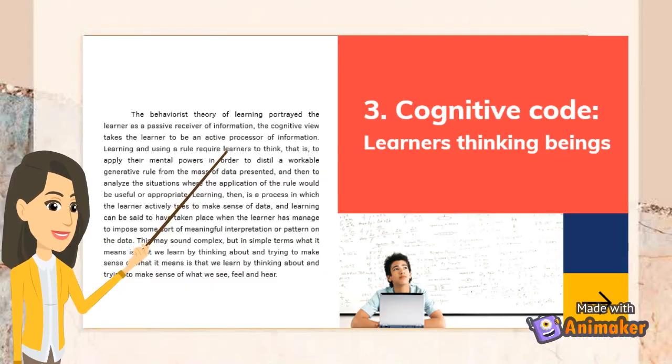Now we're going to the topic of the cognitive code, that learners are thinking beings. The behaviorist theory of learning portrayed the learner as a passive receiver of information. The cognitive view takes the learner to be an active processor of information. Learning, then, is a process in which the learner actively tries to make sense of data, and learning can be said to have taken place when the learner has managed to impose some sort of meaningful interpretation or pattern on the data. In cognitive code, we can say that students will learn when they think about what they are managing.